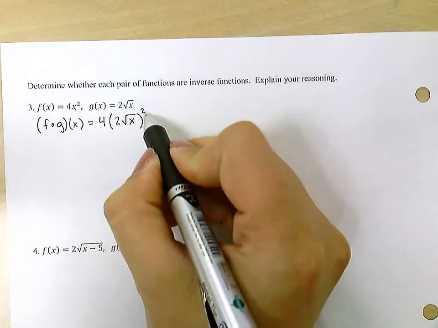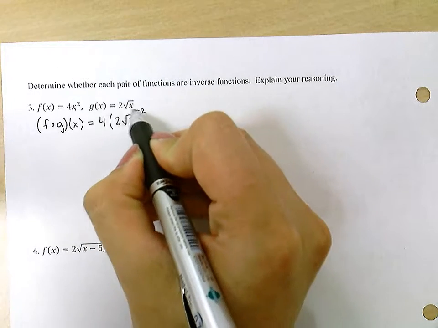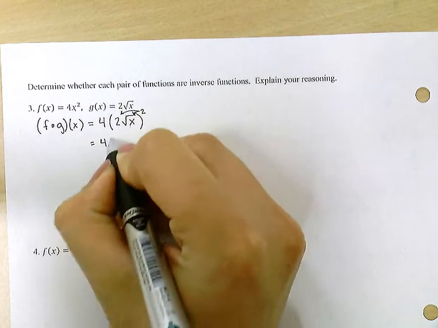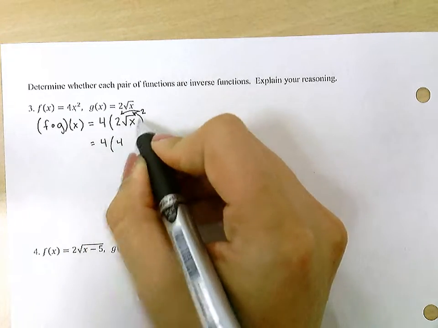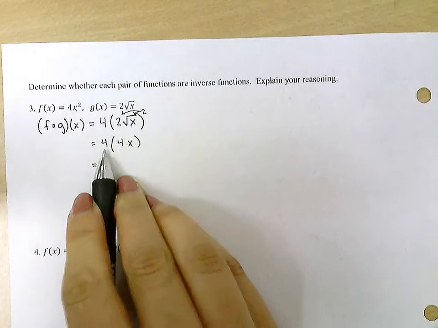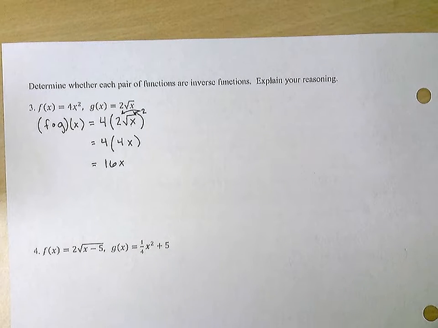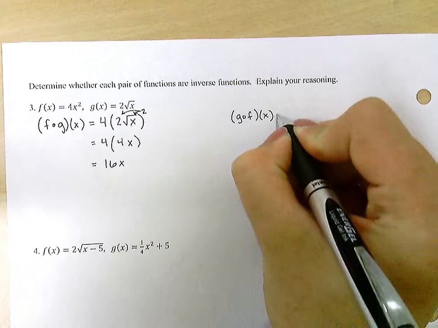From here I'm going to simplify. Now the square, since these two are multiplied together, I can distribute my square to both. Okay, so I have 4 times 2 squared is 4. The square root of x squared is just x. Okay, now I have 4 times 4 is 16. And then I still have my x here. So right now, f of g of x equals 16x. But again, I still want to check the g of f of x value.